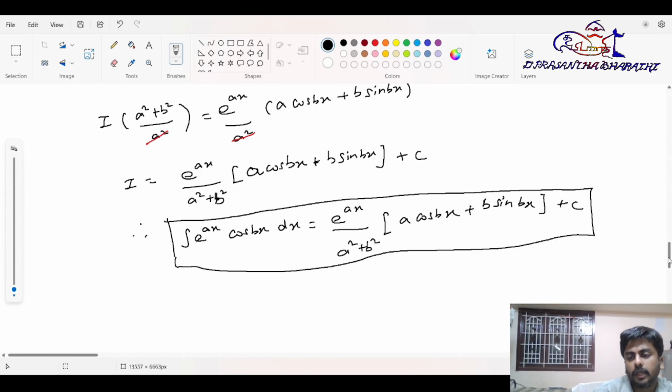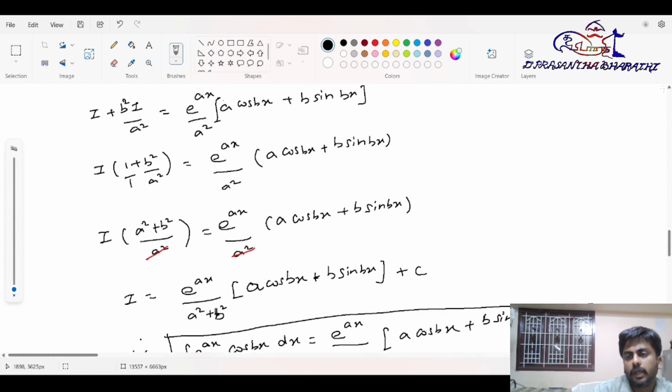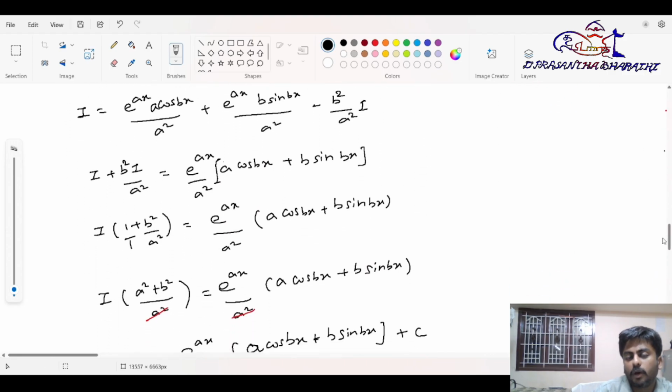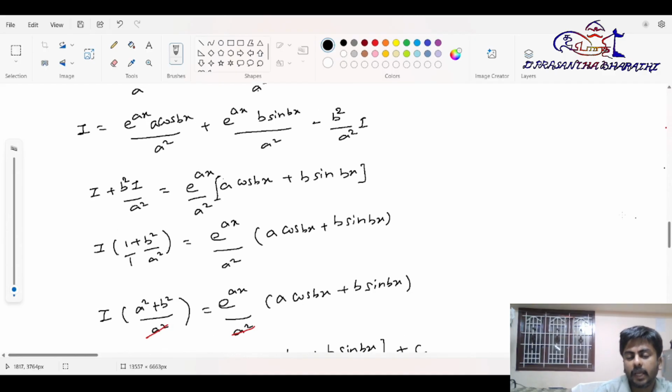the integration by parts. When to stop the integration by parts? When on continuous iteration of integration you are not getting the integration symbol, you can stop. Otherwise you have to wait until the same left hand side is repeating on the right hand side, or some multiple of the left hand side is coming on the right hand side. Here it is coming, right, minus b square by a square of I is there, so we can stop the integration at this place.